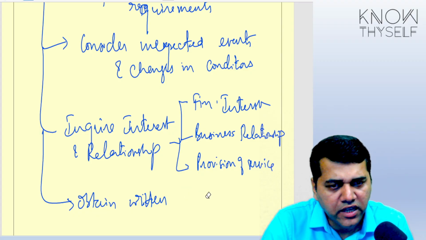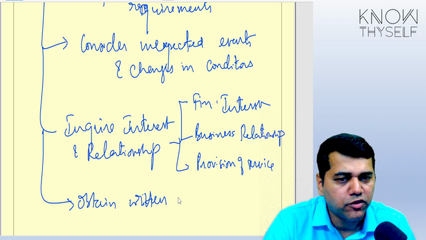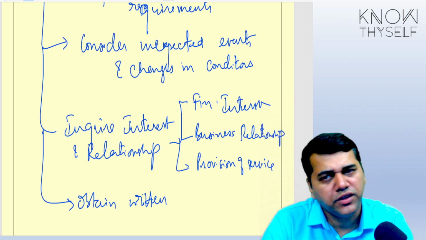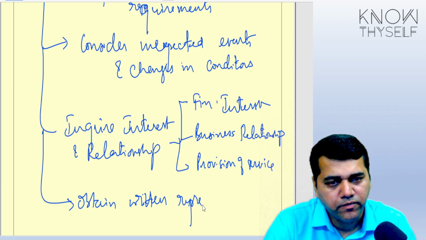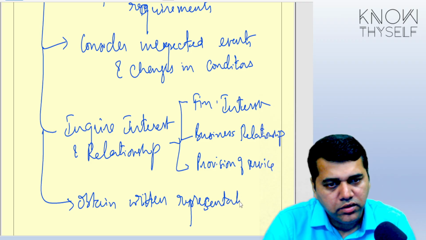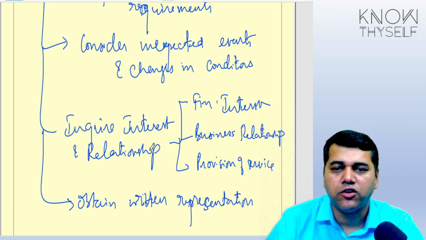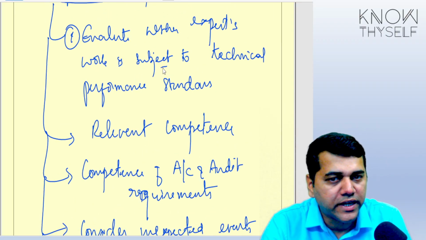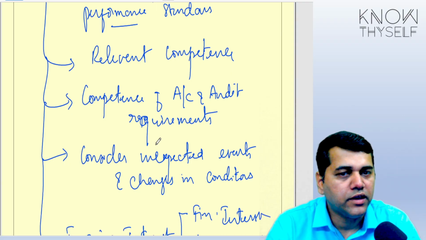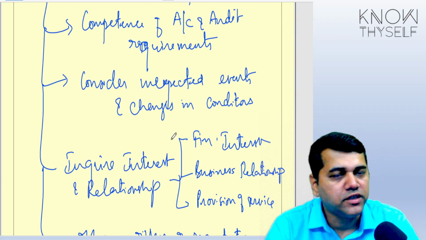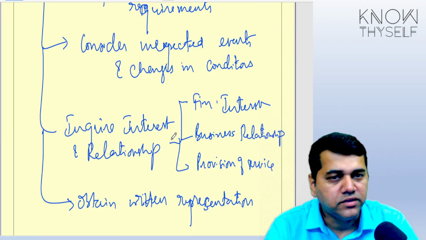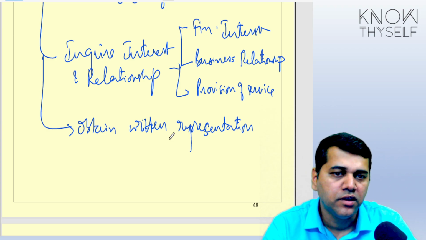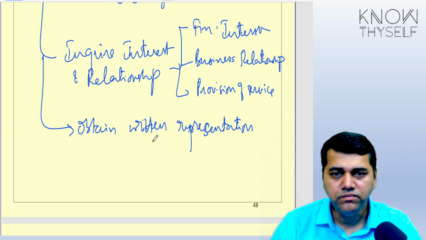Any question they ask you on integrity, objectivity and competency, you can write all these points, friends. Make it a habit to write these points. If they talk about integrity, objectivity and competency, you say: first of all, you check whether they are subject to technical and professional standards. Do they have relevant competence? Do they have competence related to accounting and auditing requirements? Consider the unexpected changes and conditions. Inquire about their interest and relationship, and obtain written representation. Enough.